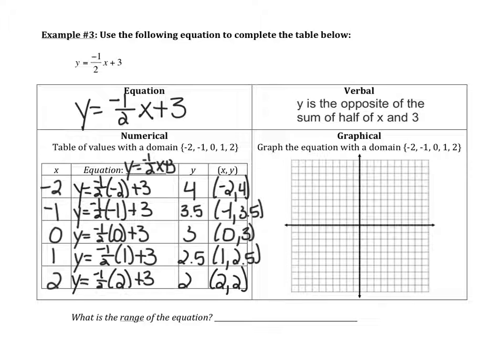Moving on to the graphical portion of the table, I'm going to graph the equation with the same domain, negative 2, negative 1, 0, 1, and 2. So I'm going to take my ordered pairs that I just found using the numerical portion of the table, and now I'm going to graph them on my graph.